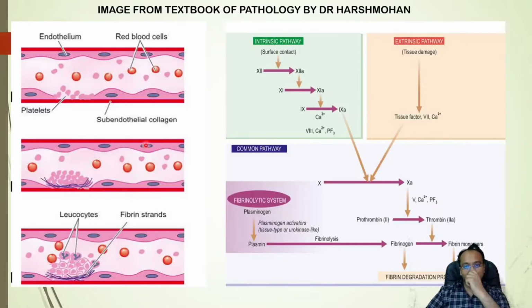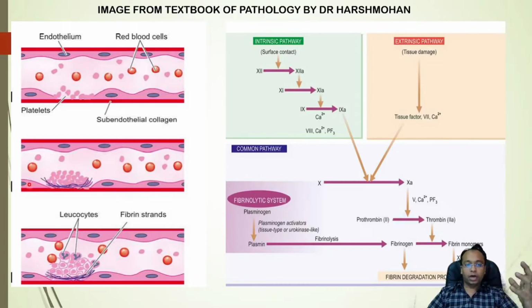All right. See, this is the image from the textbook of pathology by Dr. Hers Monser. See, it very well demonstrates activation of the coagulation system. This is the primary hemostatic plug on the left side. Whenever endothelium is injured, platelets are activated because of exposure of subendothelial collagen, right? So platelets are activated. These pink dots are the platelets. They will get activated and form a primary hemostatic plug. But this plug is very weak, right?